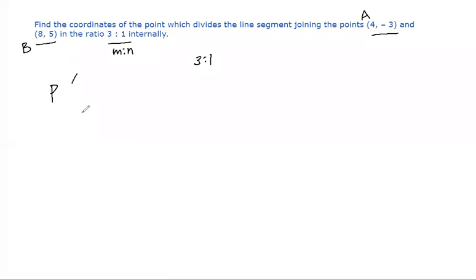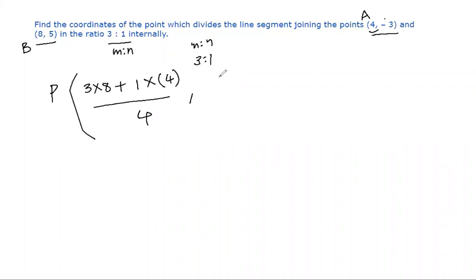So it will be, yes, it will be mx2. M is 3 into x2 is 8 plus n is 1. You can write here m is to n. N into x1. x1 is 4 divided by m plus n is 4. Then my2. So m is 3 into y2 is 5 plus n into y1 is minus 3 divided by m plus n, that is 4.